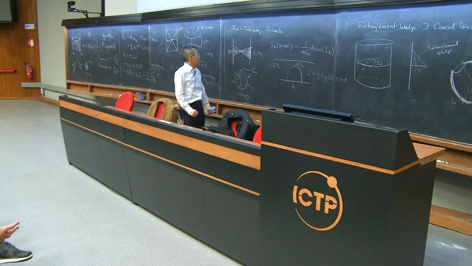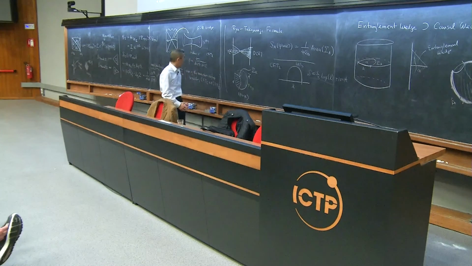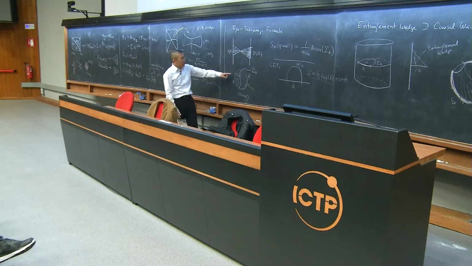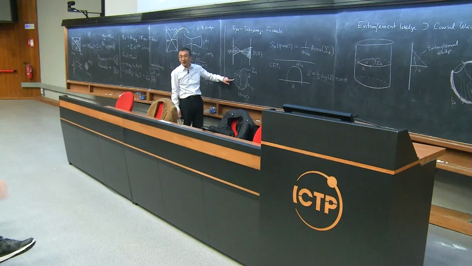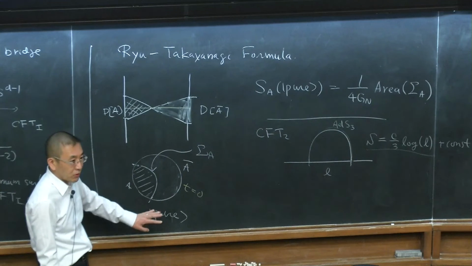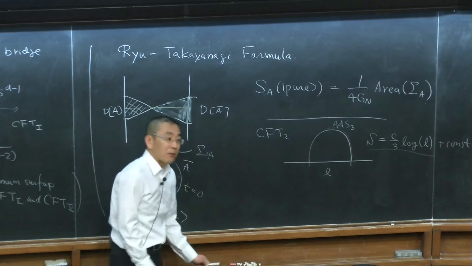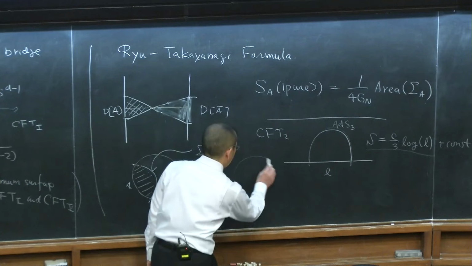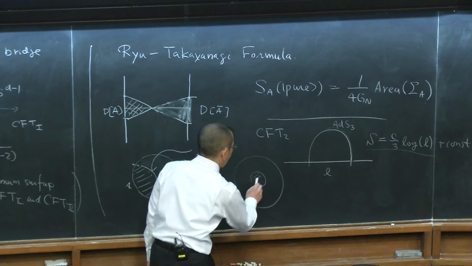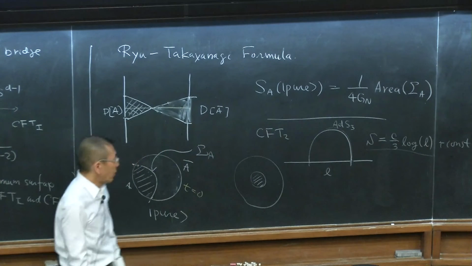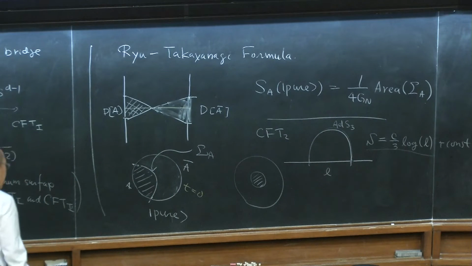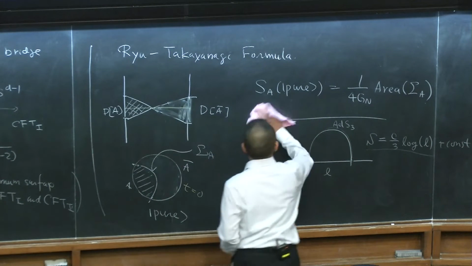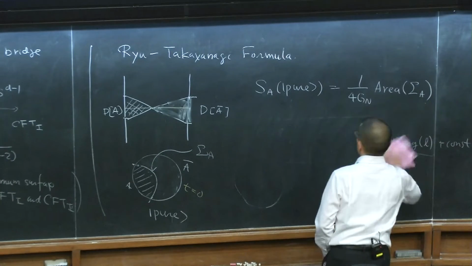Oh yeah. There is one more condition I should have mentioned, which is that the surface has to be homologous to A. In a pure state, often you don't have to worry about it. But when you have a black hole, for example, then you have a horizon. So I should mention that in the Ryu-Takayanagi formula, there is a condition.